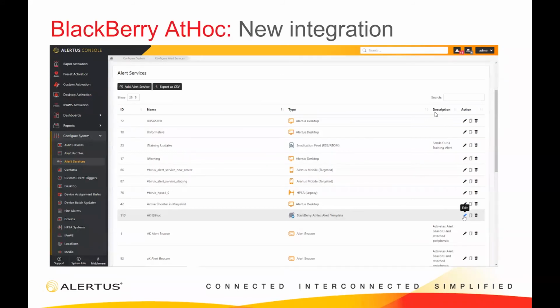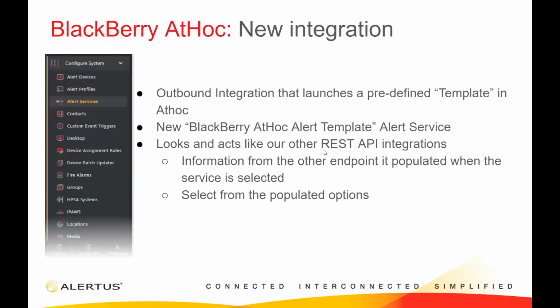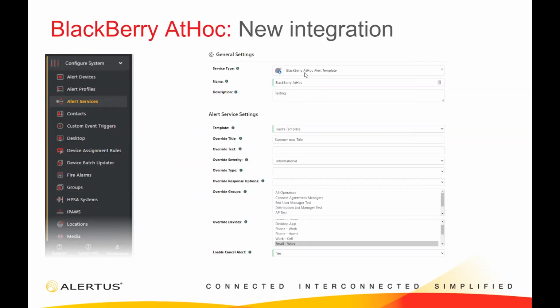Now into new integrations. So Blackberry Ad Hoc. This allows us to now target the templates via Ad Hoc. It is using a REST API, so it acts exactly like our other REST APIs, which is to say, when you start the alert service, it works the same way. It looks like they call it Ad Hoc in their service. And I ain't here to tell BlackBerry how they do their job. I'm just saying this is what is on the server.